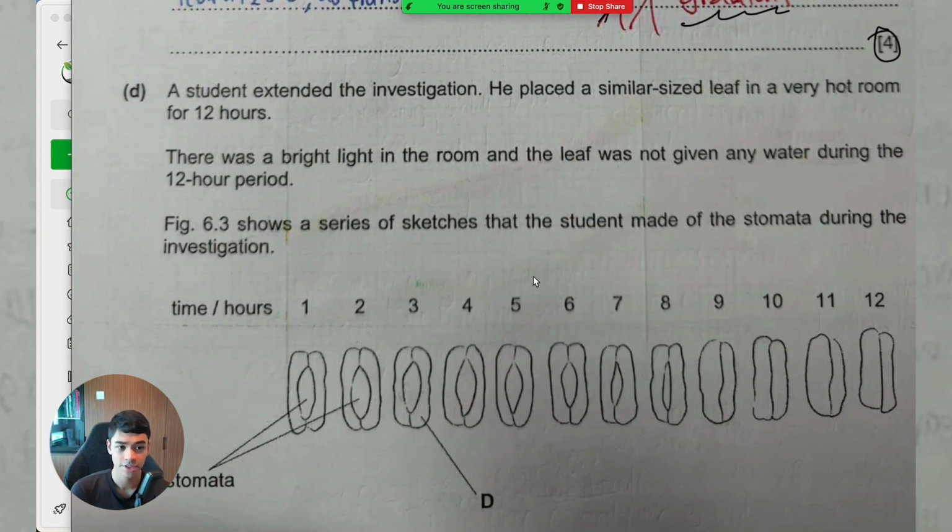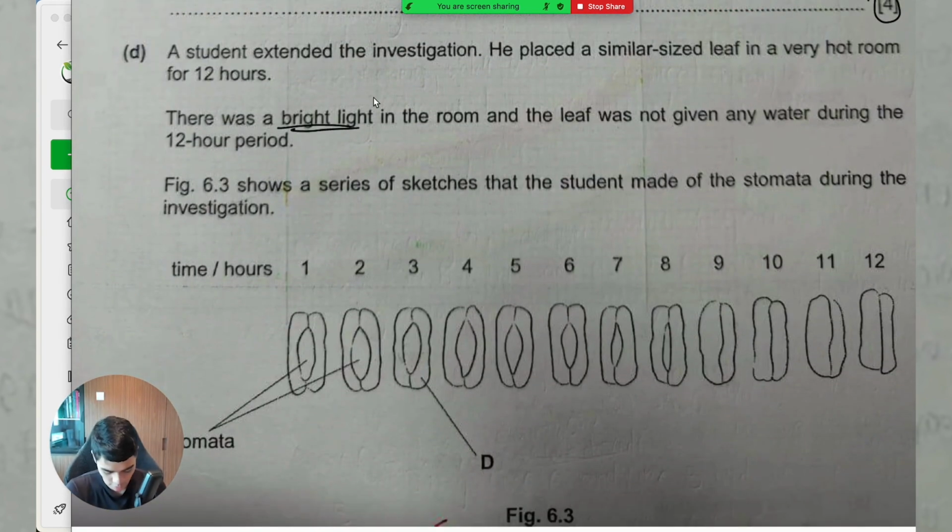Part D. So we see over time, there was bright light, 12 hours, and no water was given to this thing, and it's a very hot room. So you can expect that transpiration is very high, and it loses water. As it loses water, the guard cells of the stomata are becoming flaccid because they're losing water, right? And that closes the stomata, and that's what we see.